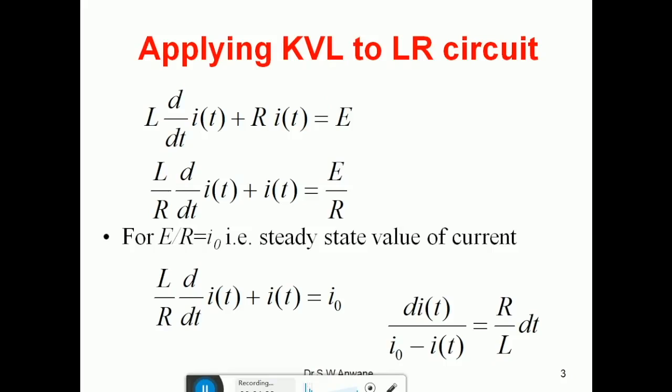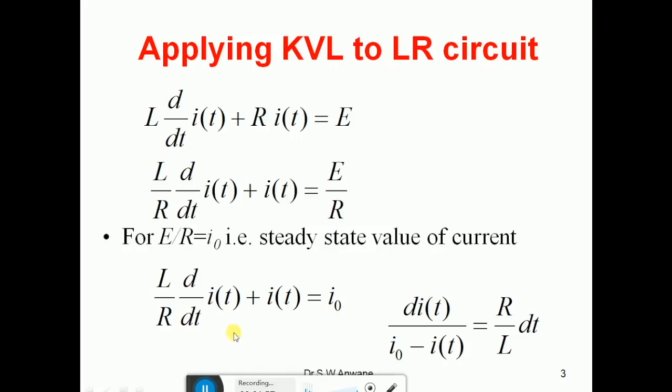This equation can be rearranged by dividing the whole equation by R, and we shall substitute E upon R, which is voltage upon resistance, that is always equal to current, equal to I0. This is called the steady state value of current. This is the only tricky thing we are doing here, and by substituting E by R equal to I0, our equation looks like L upon R d/dt of I(t) plus I(t) equal to I0.